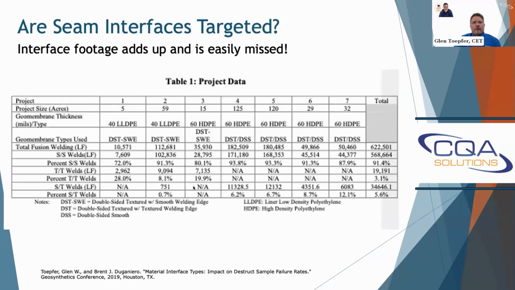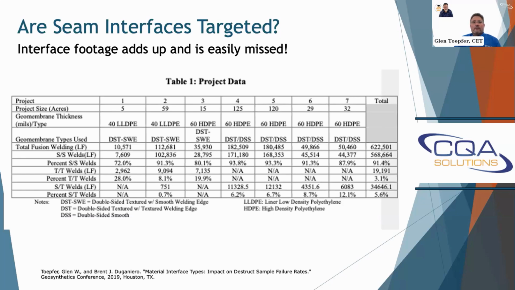Then I talked about seam interfaces. Basically, your smooth and textured interfaces. A lot of times these are overlooked and not included in the destructive sampling protocols. There's a significant amount of seam footage that adds up, especially on projects where you're using smooth welding edge material with a textured remainder of the sheet. So with the different interfaces, your seams in the machine direction are all going to be smooth, but then you run into tie-ins. They'll be textured, or textured to smooth.